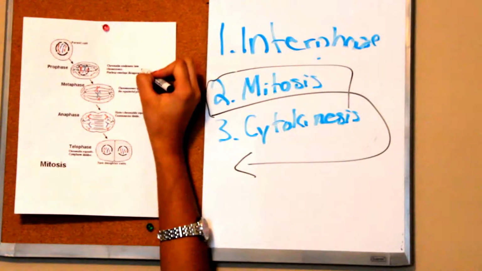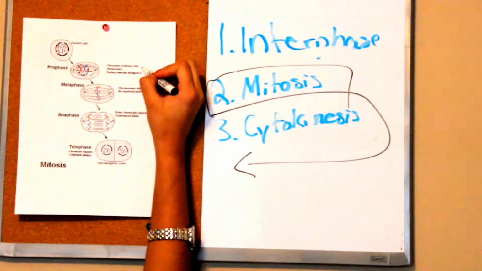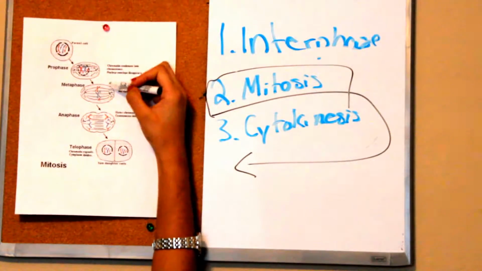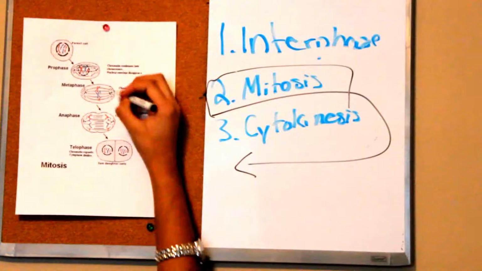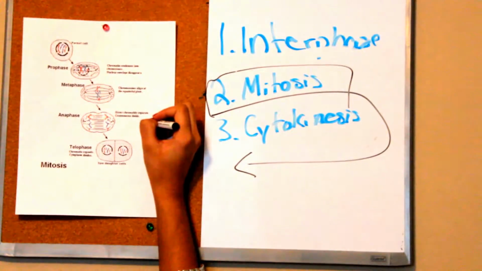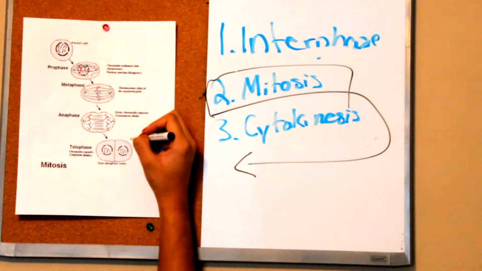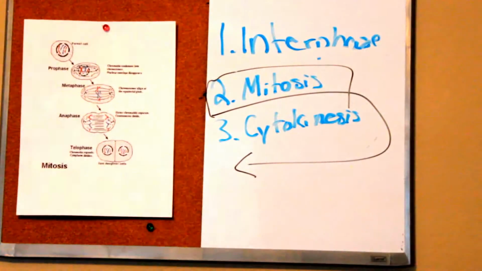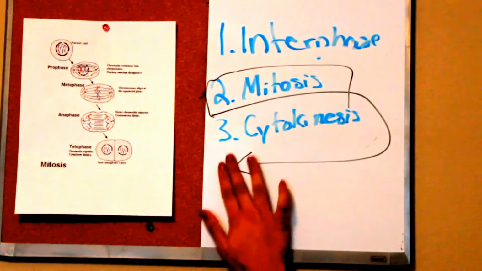In prophase, the chromatin condenses into the chromosomes and the nuclear membrane disappears. In metaphase, the chromosomes align at the equatorial plate, which is the center of the cell. In anaphase, the sister chromatids separate, and the centromeres divide. And in telophase, the chromatids expand and the cytoplasm divides. From one parent cell, two daughter cells have been created.